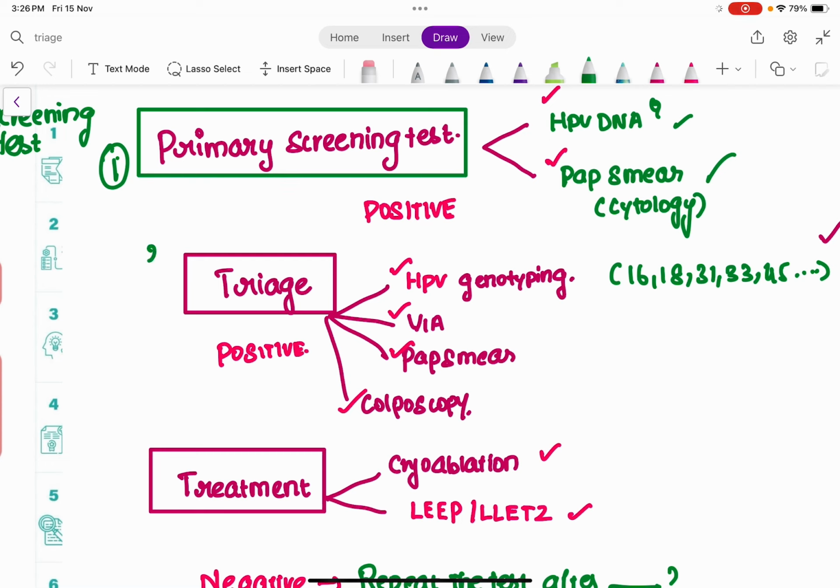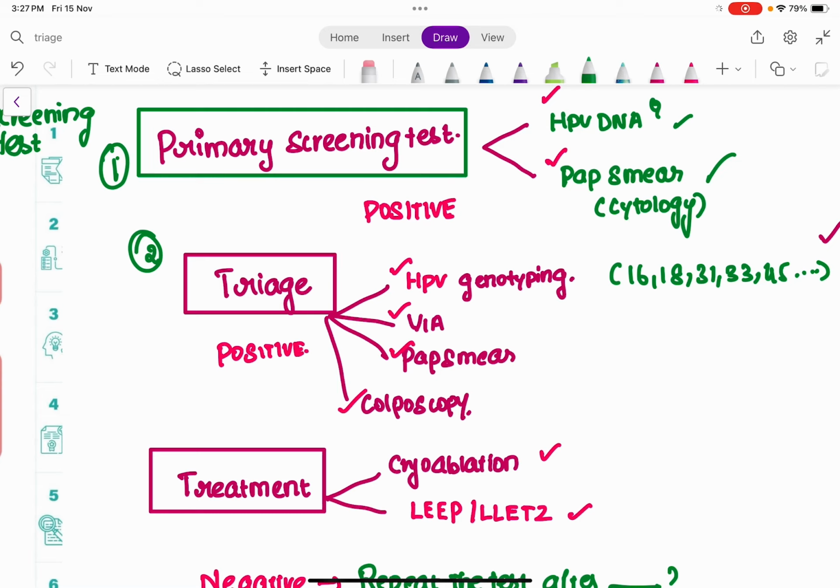And we have the triage test. In the triage test, we have 4 tests. Please remember all these 4 things. The 4 are HPV genotyping, where we genotype the high-risk subtypes and the other low-risk subtypes, and then we have visual inspection with acetic acid, and then the pap smear and colposcopy. HPV genotyping, visual inspection with acetic acid, pap smear and colposcopy. So all these 4 are the triage tests of the see, triage and treat approach.